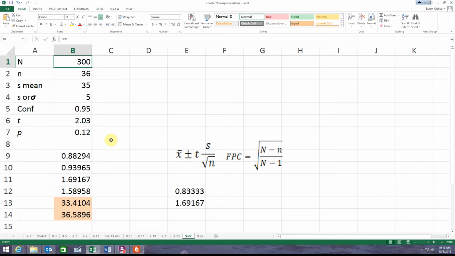So let's read the problem and get our data. Again, that's probably the most important part. For number 27, I've got 36 teams randomly selected from a population of 300 items. So my population's 300, my big N, and 36 is my smaller sample size. My sample mean is 35, and the sample standard deviation given to me is 5. My confidence level is 95.